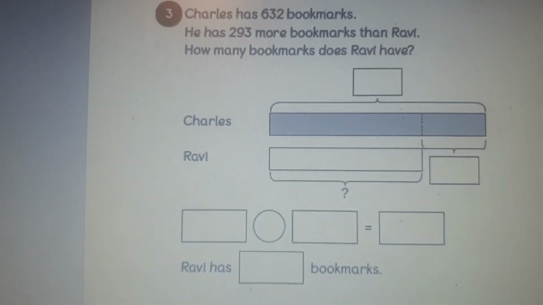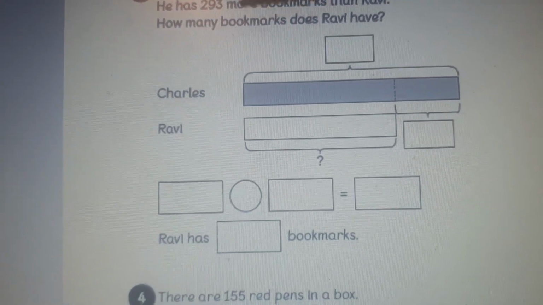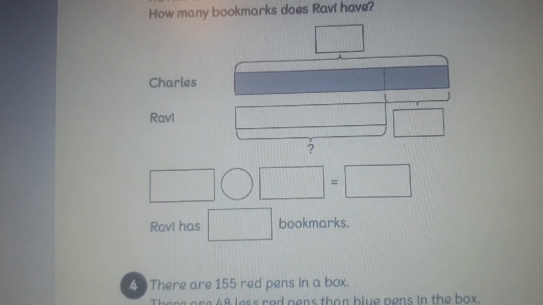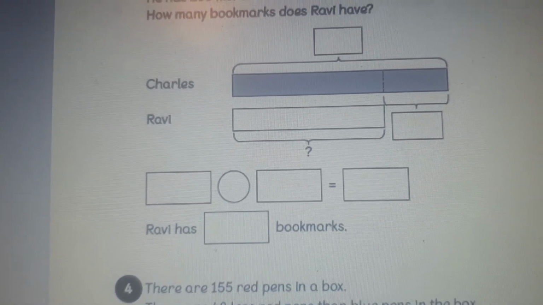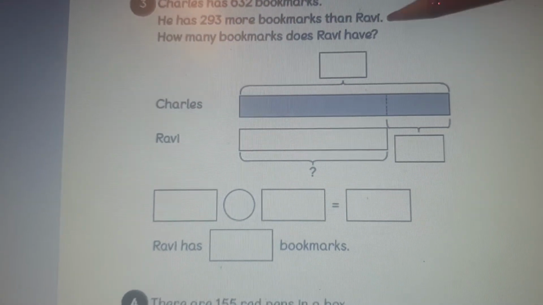Okay, number 3, Charles has 632 bookmarks. He has 293 more bookmarks than Ravi. So Ravi's got less, hasn't he? How many bookmarks does Ravi have?